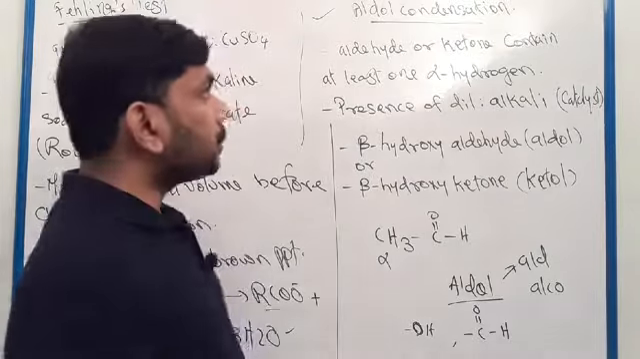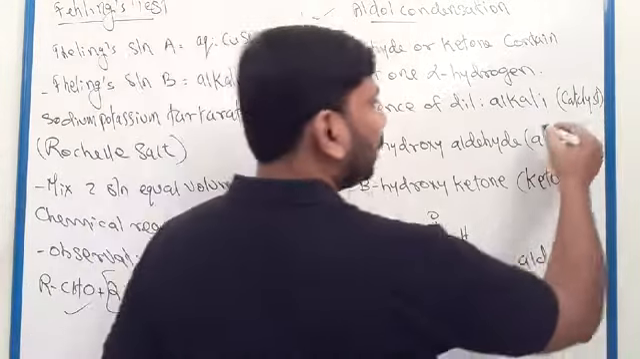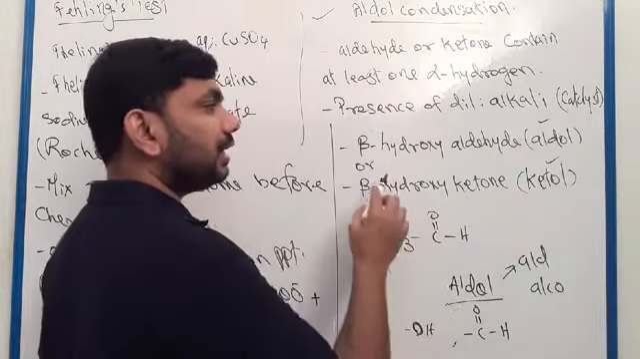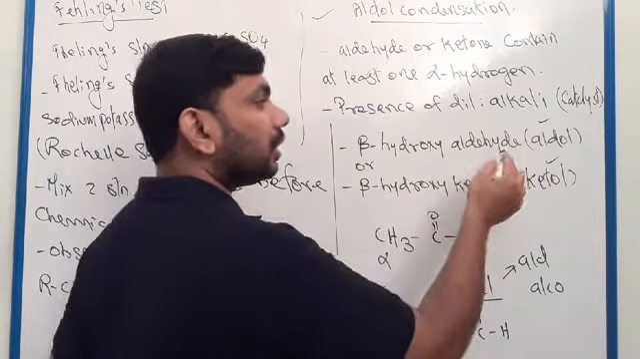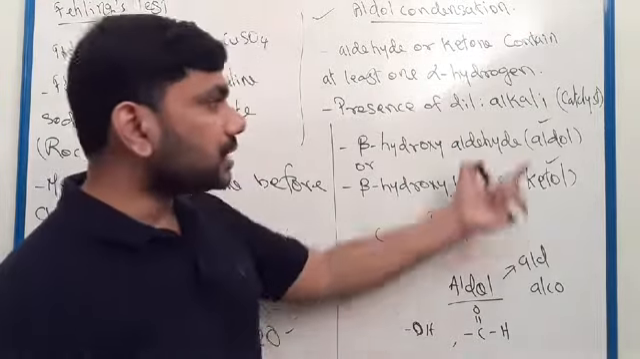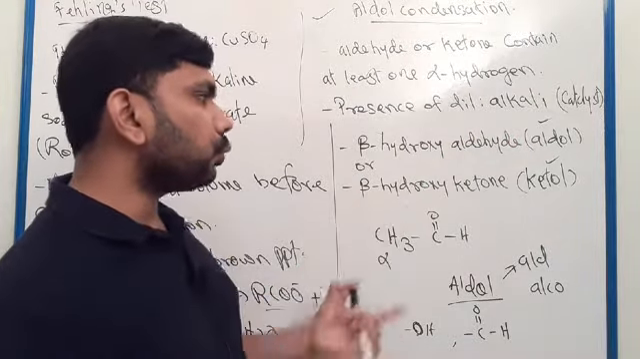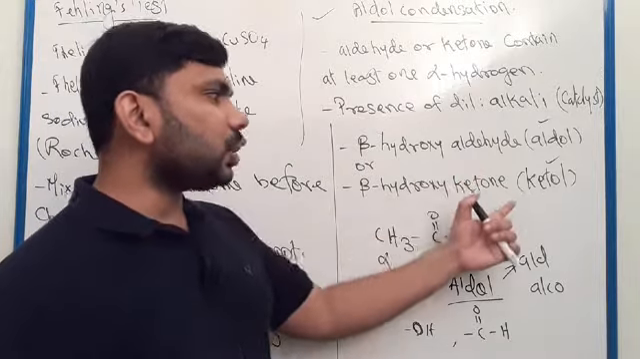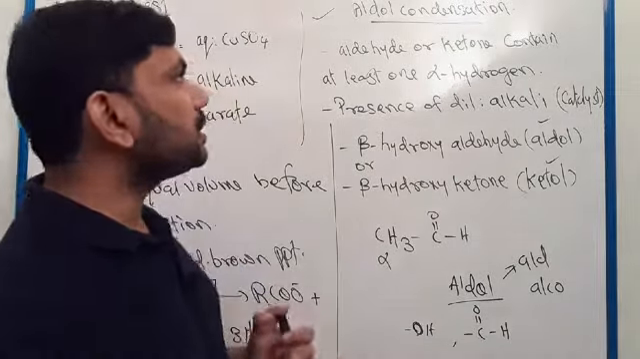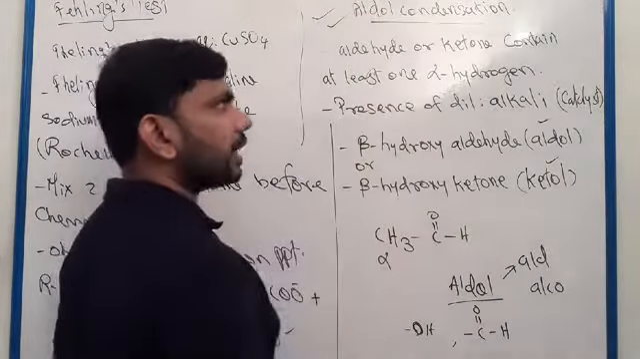aldol. By this chemical reaction we will obtain aldol or ketol. Aldol means the compound which contains aldehyde and hydroxyl group, aldehyde and alcohol functional group. Ketol means the product formed contains ketone and alcohol. That's why this chemical reaction is commonly called aldol reaction.